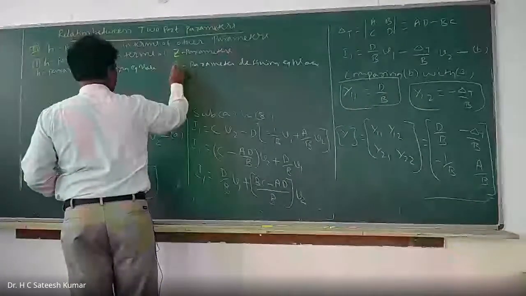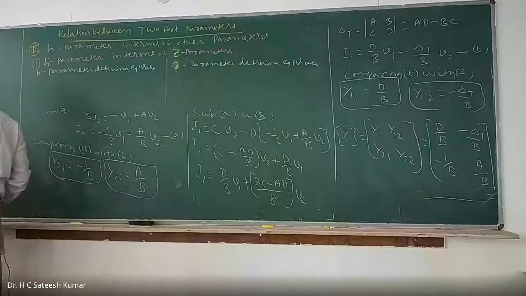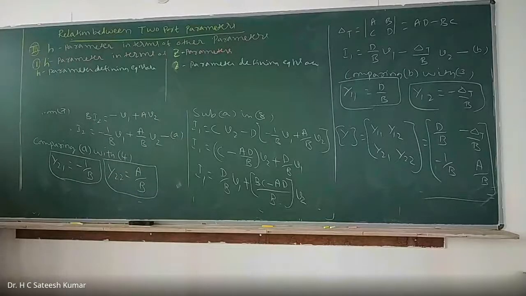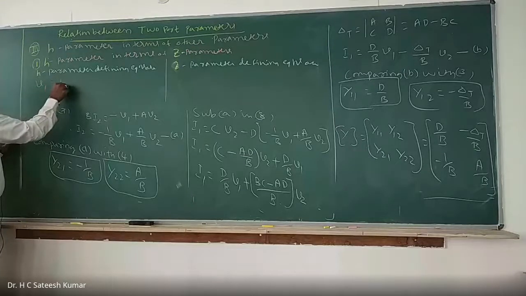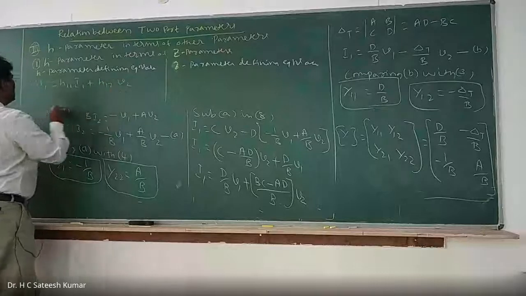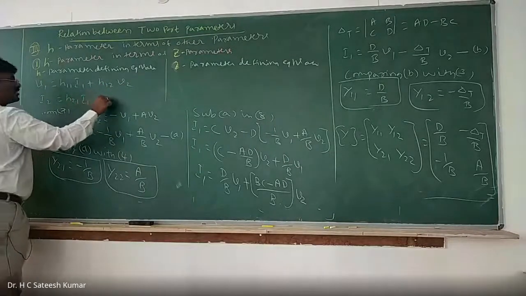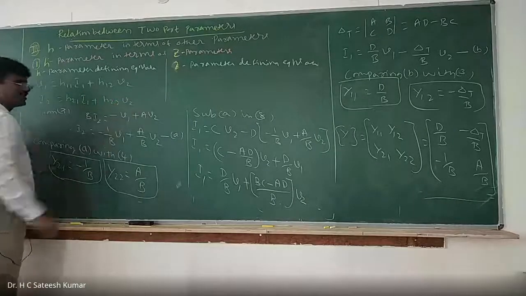This is Z parameter defining equations. H parameter defining equations are V1 is equal to H11 into I1 plus H12 into V2. And I2 is equal to H21 into I1 plus H22 into V2. You should remember these equations, 8 equations.